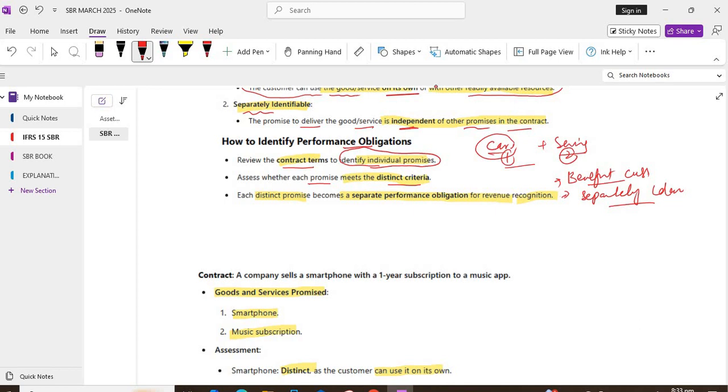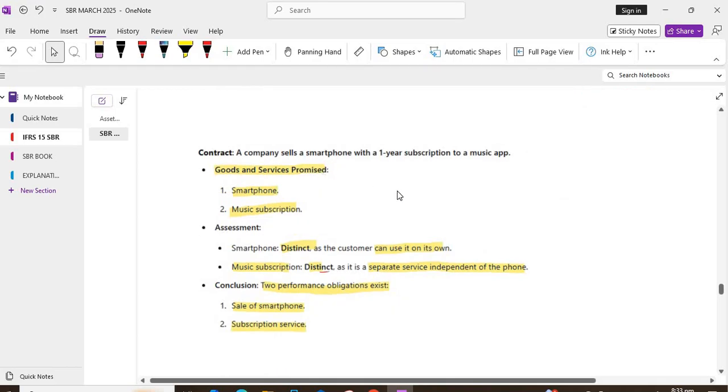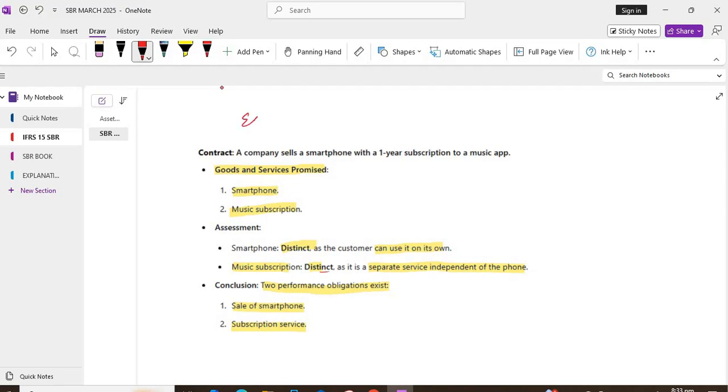So each distinct promise becomes a separate performance obligation for revenue recognition. So it means that you have to recognize revenue for the car and also revenue for the servicing. Clear? Okay, now this is actually an example. Contract: a company sells a smartphone with a 1 year subscription to a music app.